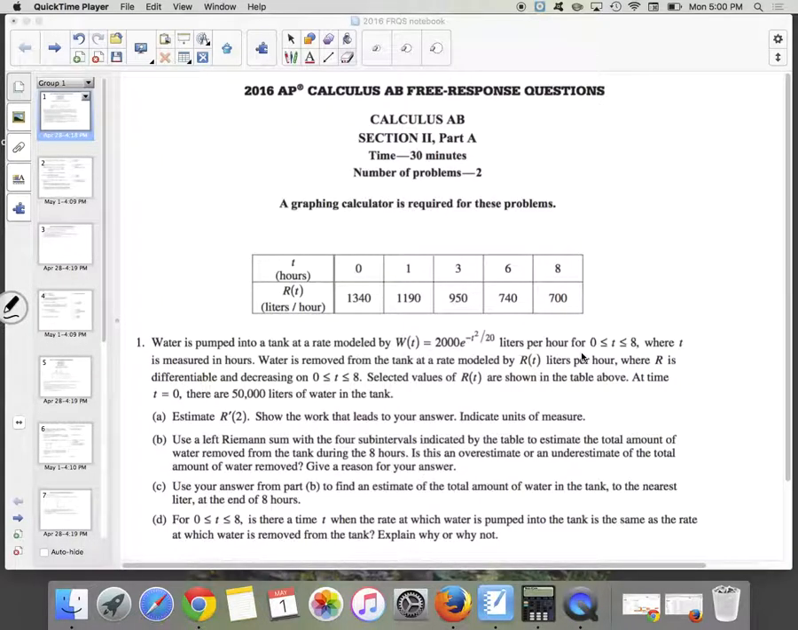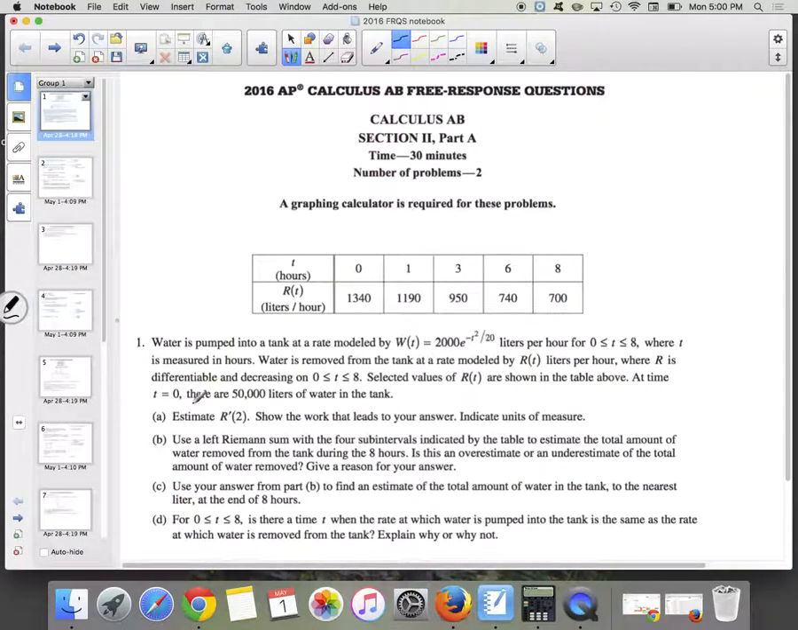Water is also removed from the tank at a rate modeled by R of t in liters per hour, where R is differentiable and decreasing on 0 to 8. Selected values of R of t are shown in the table above. At time t equals 0, there are 50,000 liters of water in the tank.